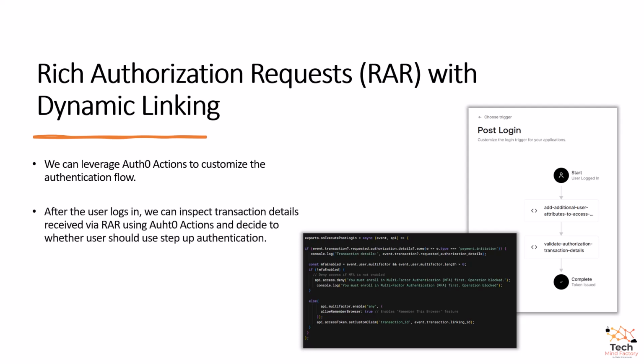So after the user logs in, we can inspect transaction details received via RAR using Auth0 actions and decide whether user should use step-up authentication or not. So as we can see here on the right side, there is a code from my Auth0 action. And as we can see, if there is any transaction included, we want user to go through MFA process. But first we have to actually check whether user has MFA enabled. If user doesn't have MFA enabled, we actually deny this operation and we return error to the application. Like, you must enroll in multi-factor authentication first, operation is blocked.